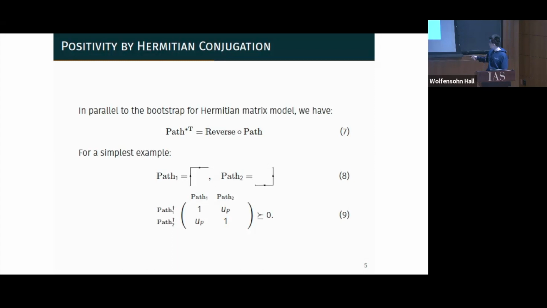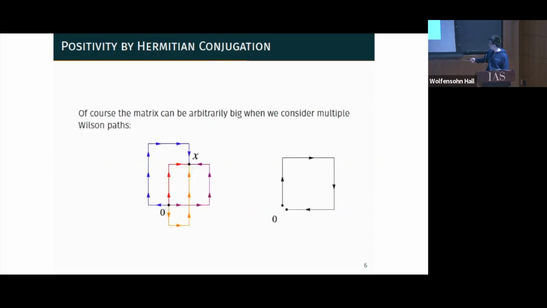In this case, we consider two Wilson paths bending around a single plaquette, and their linear combination C must be positive. It means that this matrix is positive semi-definite. The result of it is rather trivial: the plaquette expectation U_P is smaller than 1. But if you consider different starting points and end points, and different linear combinations of Wilson lines linking the two points, then the result can be rather non-trivial.